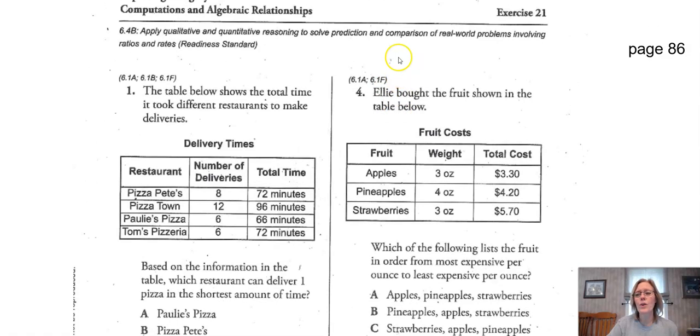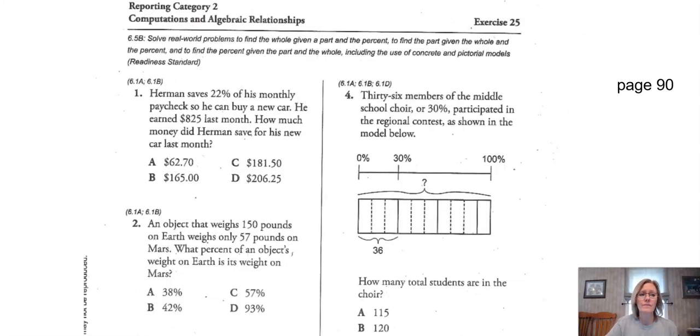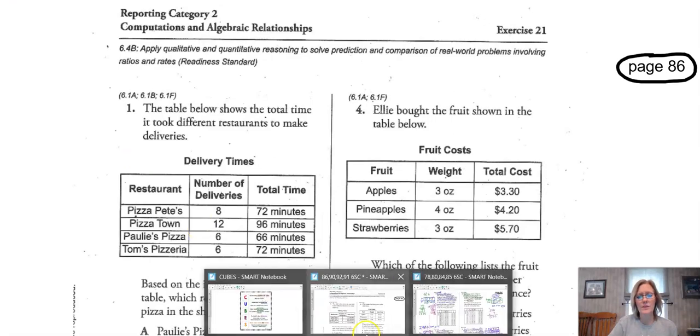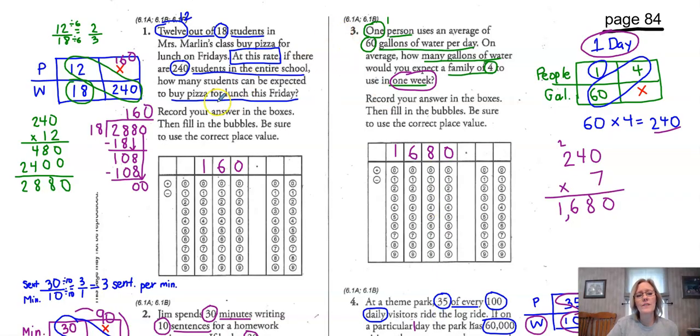We're going to be working on page 86 out of the packet that was sent home with you. So let me circle that real quick. Page 86. Before we begin, for the last two videos, which would be the last 2 weeks, we've done problems dealing with rates and ratios.